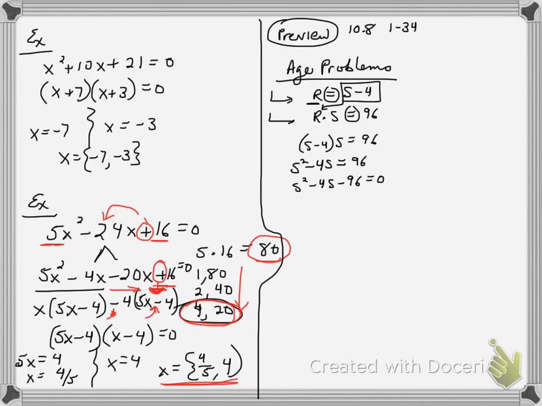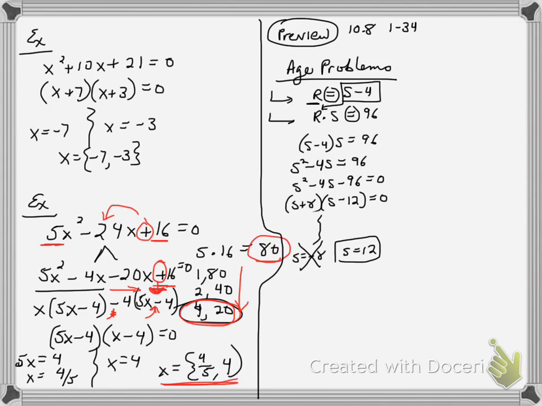I'm going to factor, and I'm going to solve each side, the left factor and the right factor, to set each to 0. Now, whenever you're doing a word problem, apply a little logic. We're asking for their ages, so nobody's going to be negative 8 years old. So this is my correct answer.